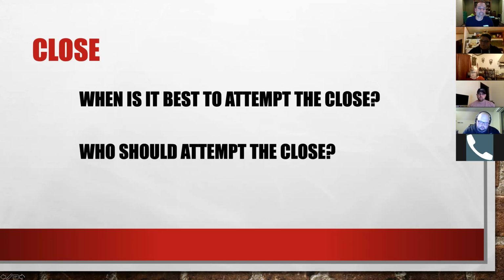When is the best time to attempt the close? Okay, and we'll do a whole session on closing. It's one of my favorite things to do. But I'd love to know what people think the answer to this is. So put the answer in your head, and then I'll hit the button here. When's the best time to attempt the close?